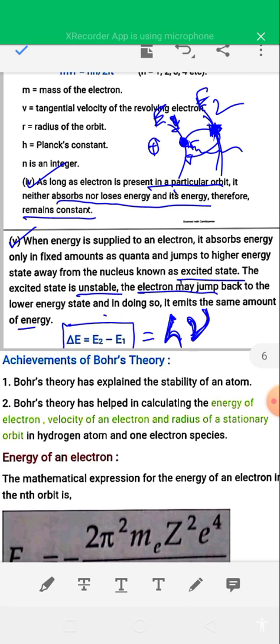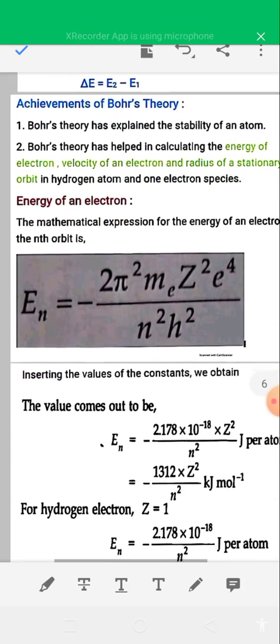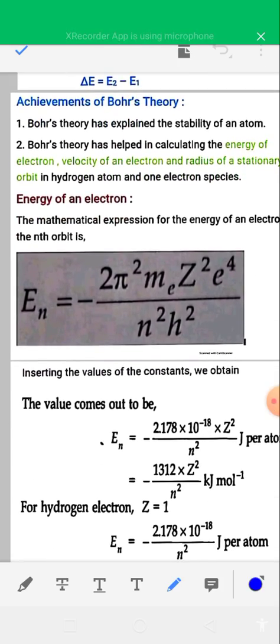Okay, now see the achievements of the Bohr atomic model. There are some achievements of the Bohr atomic model. Bohr atomic theory has explained the stability of an atom.